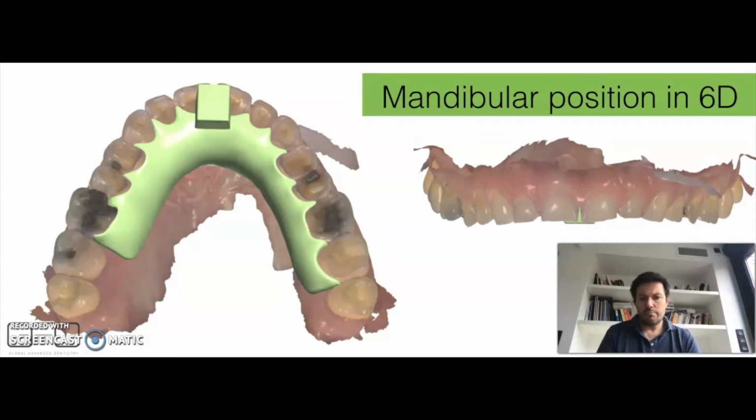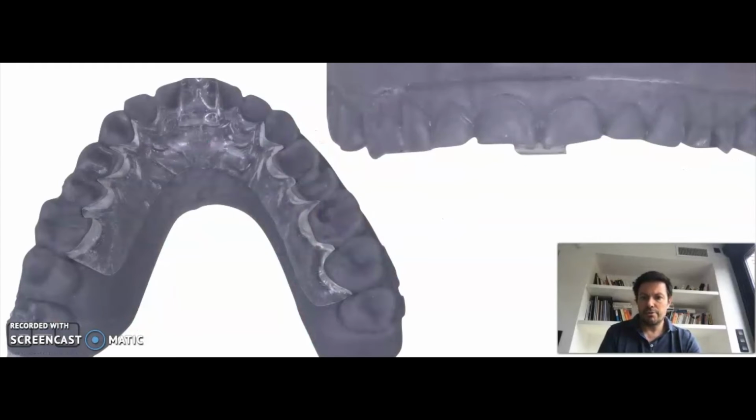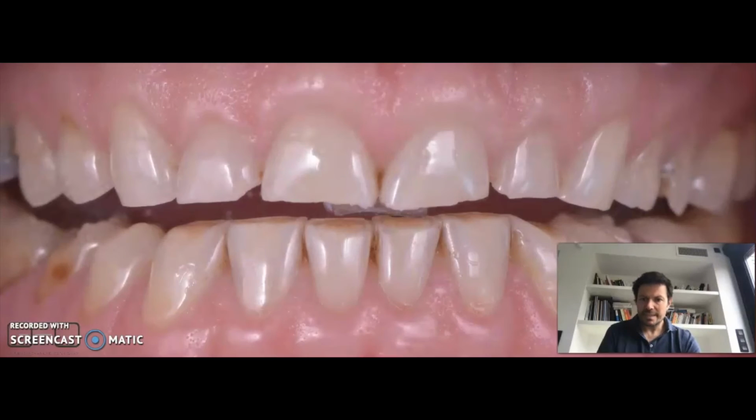I use the COIS appliance. We can make it with digital design and print or mill, or also we can make it with acrylic resin. And in the mouth of the patient, we just have one contact between the lower incisor and the COIS.